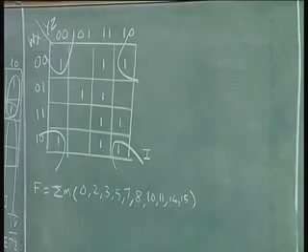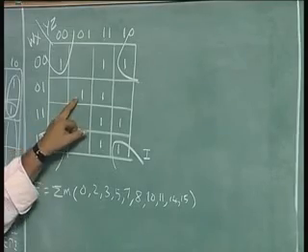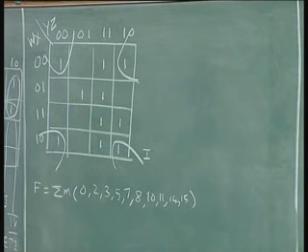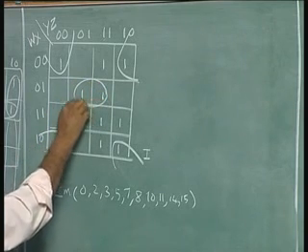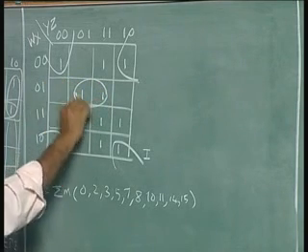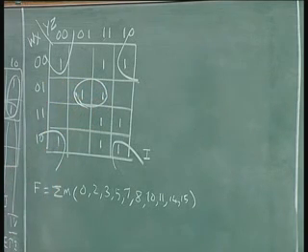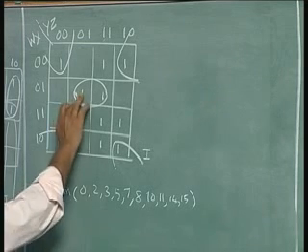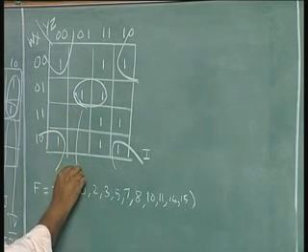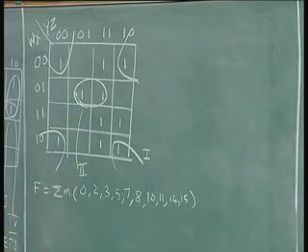Now, this one again has to be combined. There is no other way I could combine this one except this way. Is it not? Otherwise this one gets left out completely. Right? So I will call this 2.